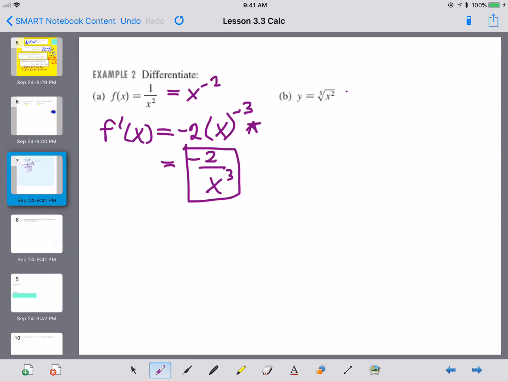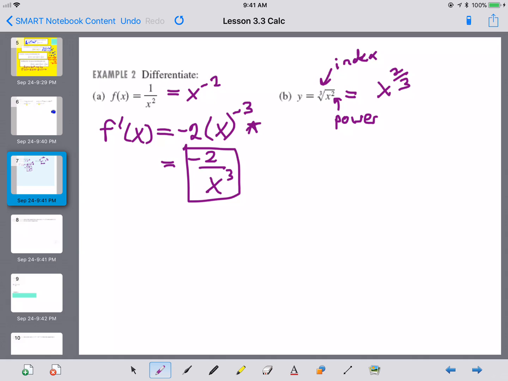Now let's take a look at this. Last year we talked about radical functions and how to write them as a fraction. So remember, this number here is your index. That's going to be your denominator. This number here is your power. That's going to be your numerator. So it's going to be x to the 2/3.